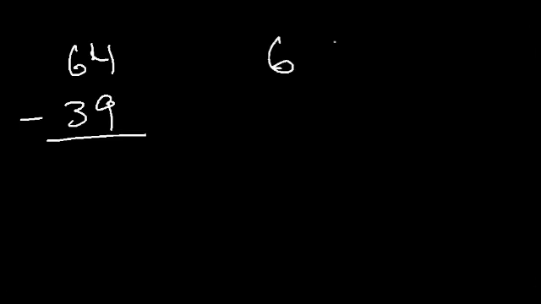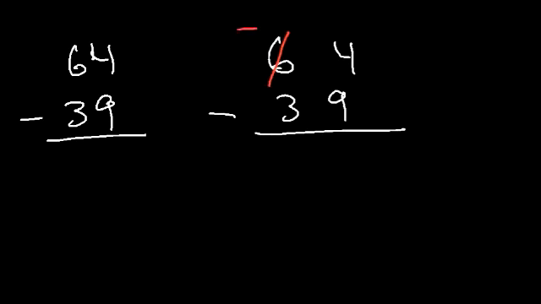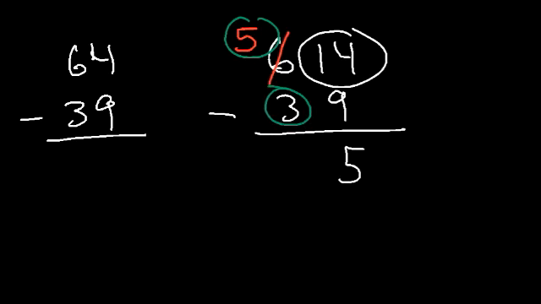What about this one? 64 minus 39. So if we subtract 4 minus 9, we're going to get a negative number. So we don't want that. Actually, let me put some space between these two numbers. Now what you could do is borrow a 1 from the 6. So the 6 turns into a 5. And we're going to put the 1 here. So 14 minus 9 is 5. And then you could subtract 5 and 3. That gives you 2. So therefore, 64 minus 39 is 25.